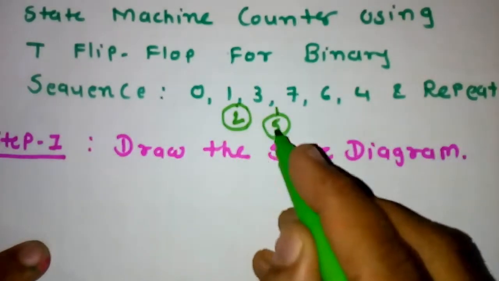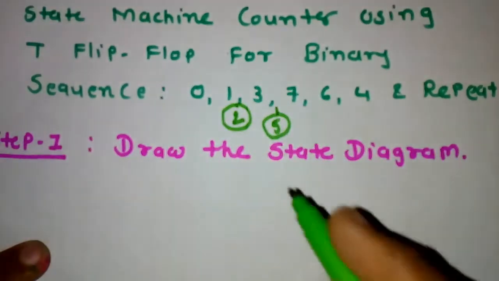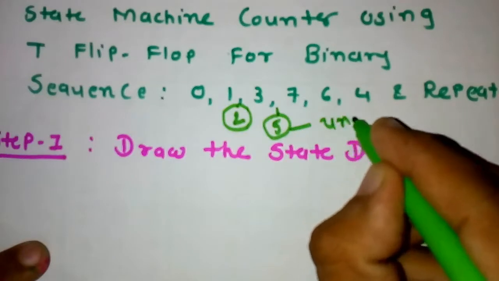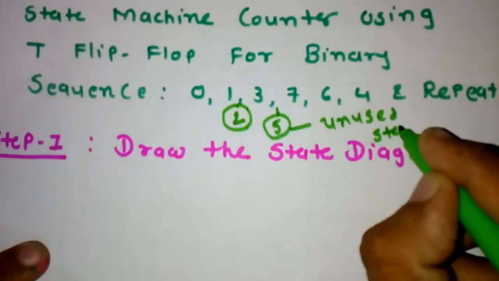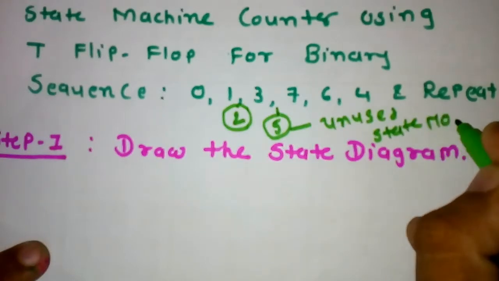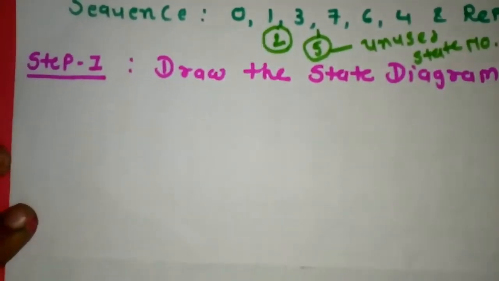These are the unused, missing numbers. This is called the unused state number, otherwise called the state number. Now step 1: how to draw the state diagram. In the state diagram we will draw the following.